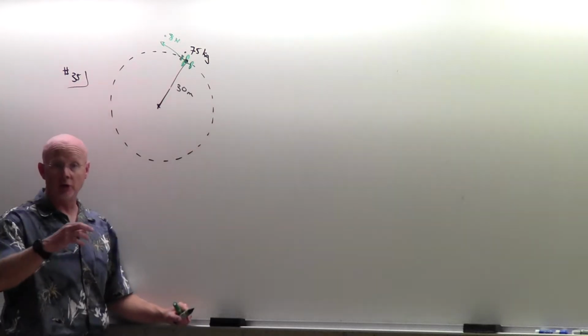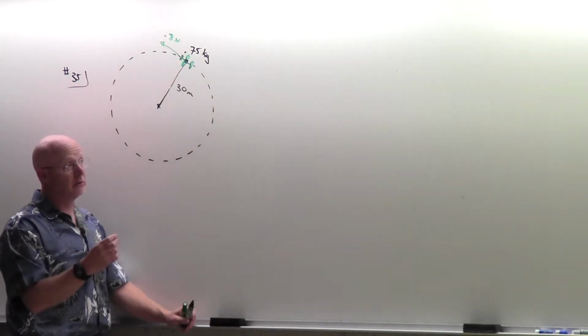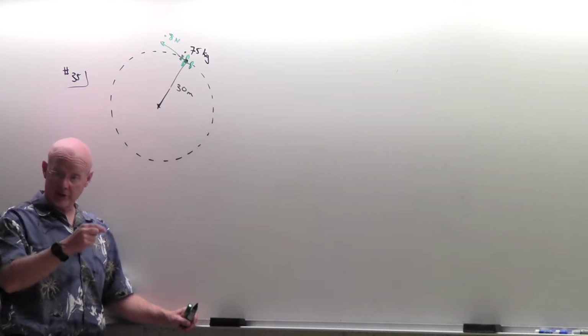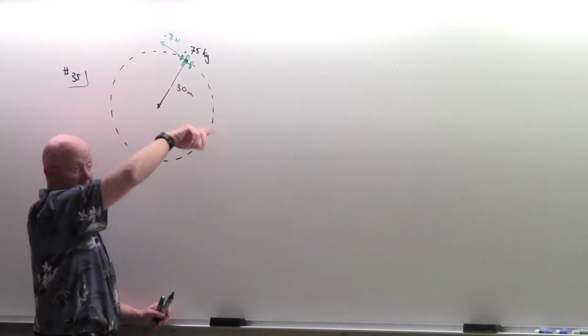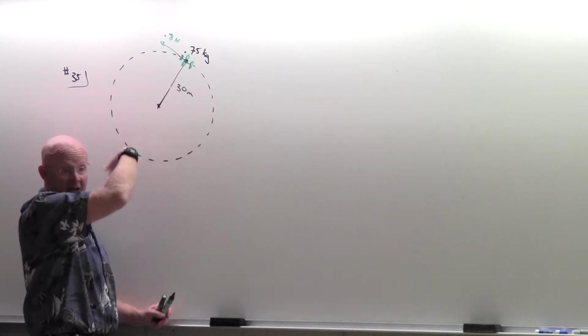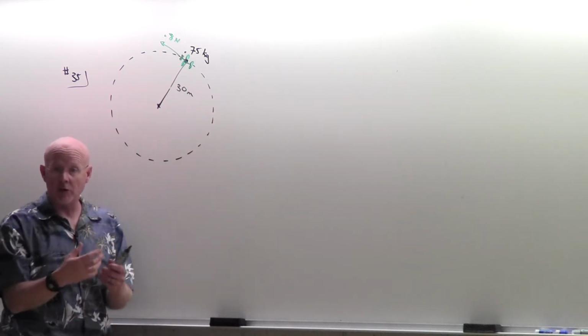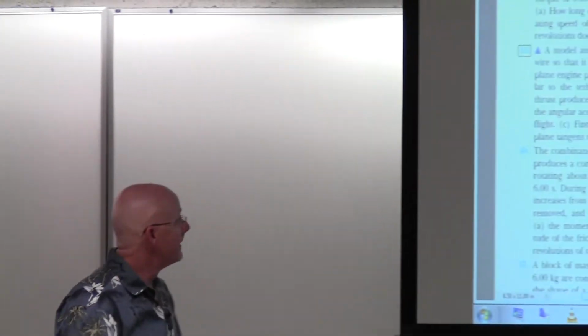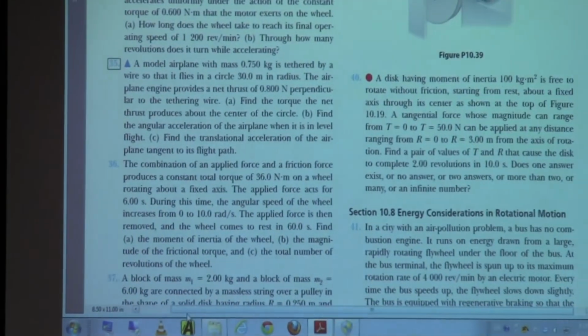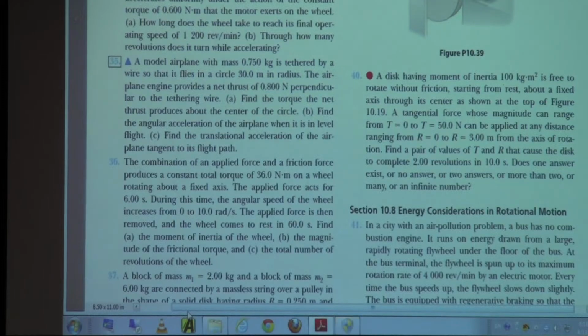And so as we learned way back in chapters 4, 5, and 6 put together, this would then give it an acceleration. This thing should be going faster and faster. And in this chapter, we learned that this is connected to an angular acceleration. And so I think that's where they're going to go with this. Okay, here's A. Find the torque that this net thrust produces about the center of the circle.